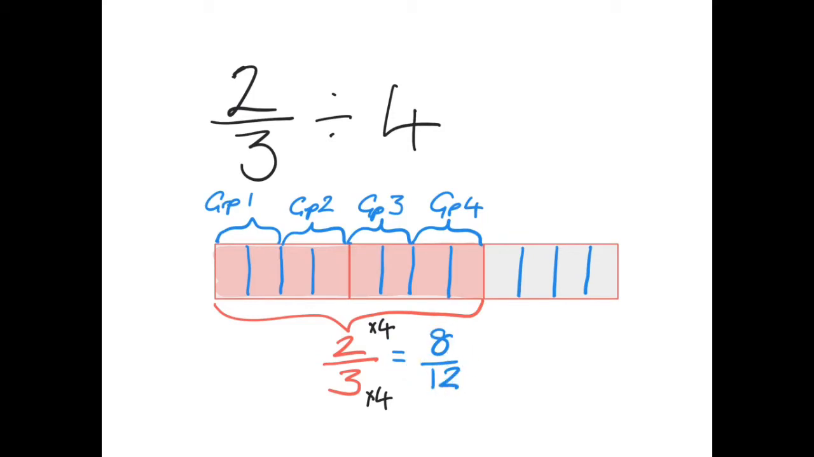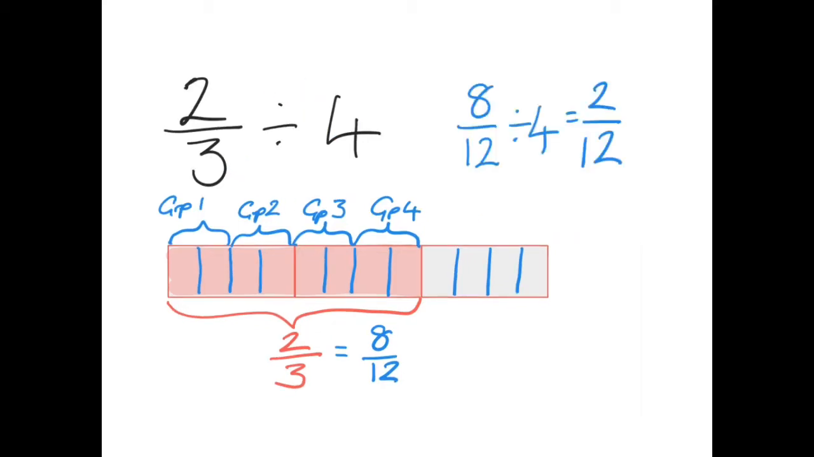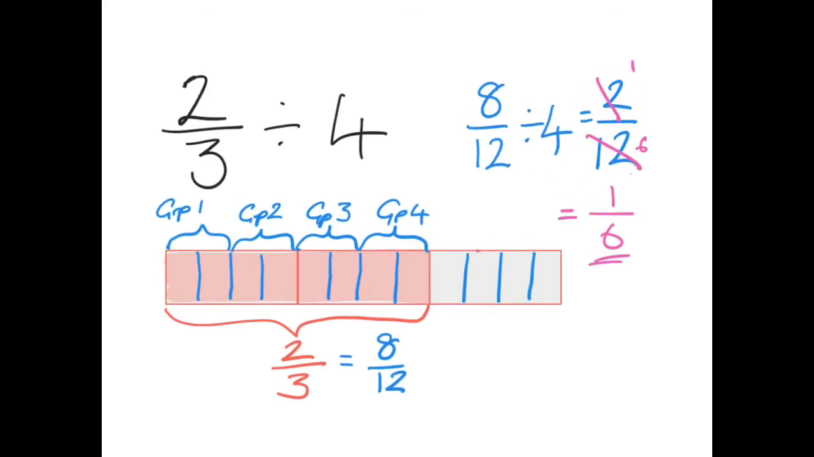It's an equivalent fraction. What we've done is we've used the divisor to make an equivalent fraction by multiplying each part of the fraction by the divisor. So now I've got 8/12 divided by 4. Just as 8 divided by 4 is 2, 8/12 divided by 4 is 2/12. I can then, of course, simplify this answer. 2 and 12 have a common factor of 2. 2 divided by 2 is 1. 12 divided by 2 is 6. So the answer to 2/3 divided by 4 in its simplest terms is 1/6.